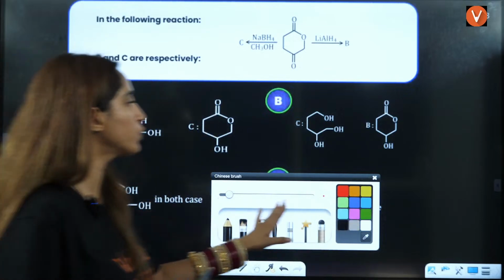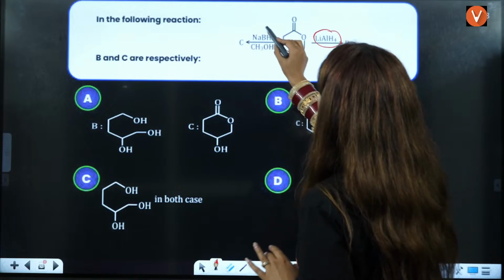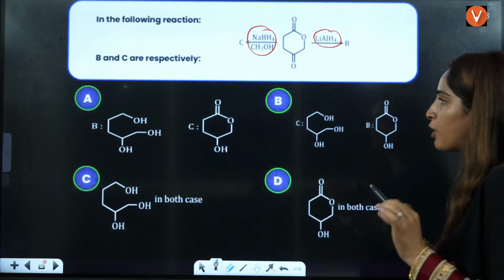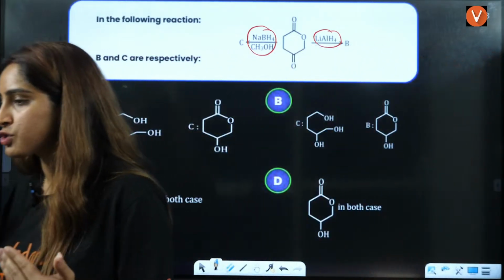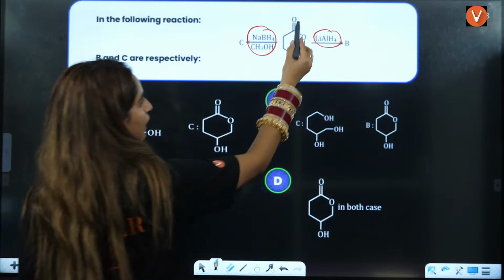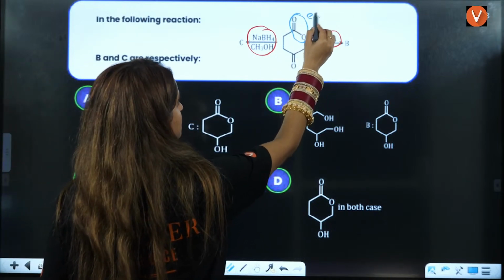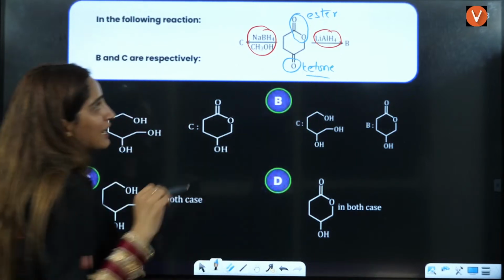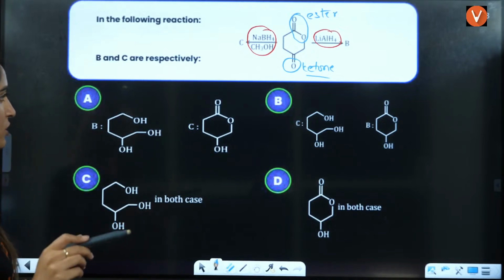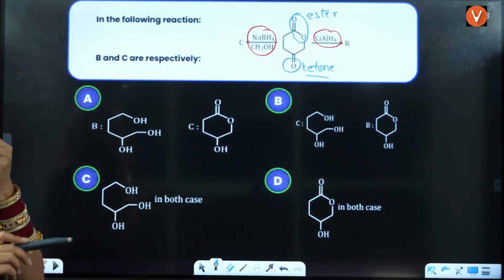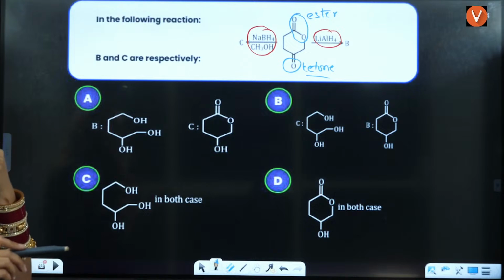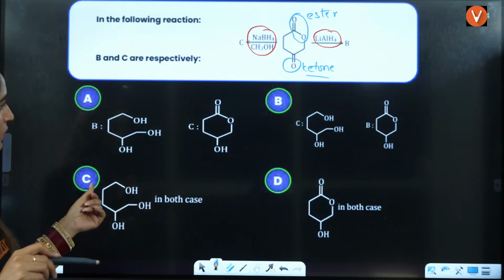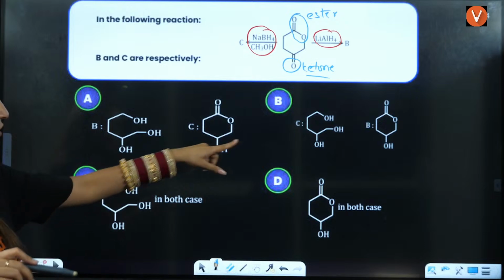B and C, basically two things are given to us, LiAlH4 and NaBH4 with methanol. So here you need to be clear about one thing. What is the work of these two reagents? Okay. So here you have COO, that means ester group. This is ketonic group. It is very important that NaBH4 will not react with ester, right? So when you have NaBH4, that is product C.